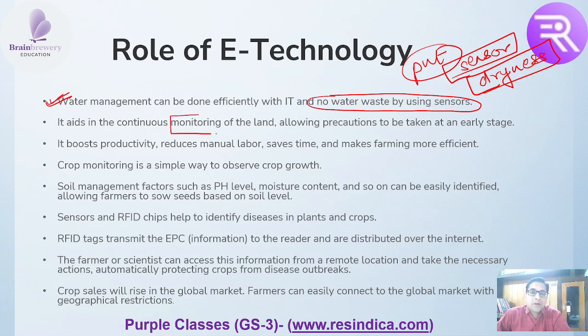Technologies help us in monitoring the land continuously. Sitting in our own comfort zone, we can monitor our whole land on our tablet, phone, or laptop, just by clicking certain buttons. So we can monitor our land and take decisions on our land while sitting in our own homes.